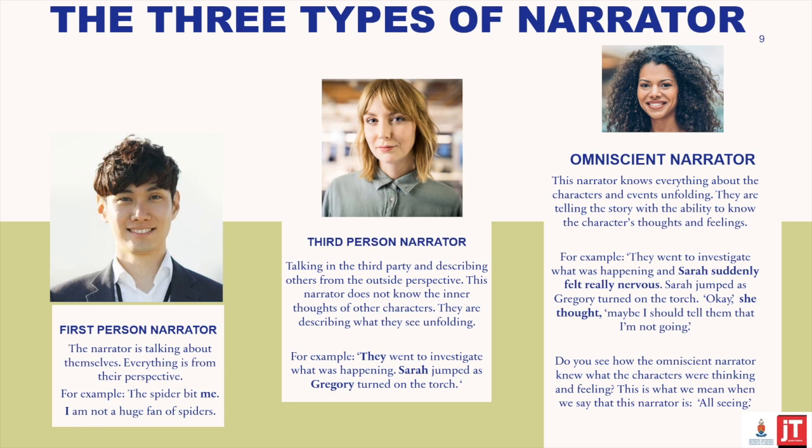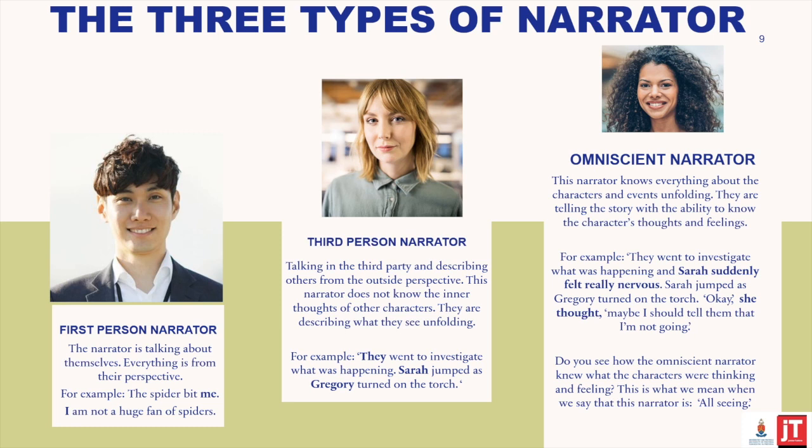Okay, do you see how it's me and I, and it's in the first person? A third person narrator is talking in the third party and describing others from an outside perspective. So she's using words like they instead of words like we. She's not including herself. Okay, so let's have a look. This narrator does not know the inner thoughts of other characters. They are describing what they see unfolding.